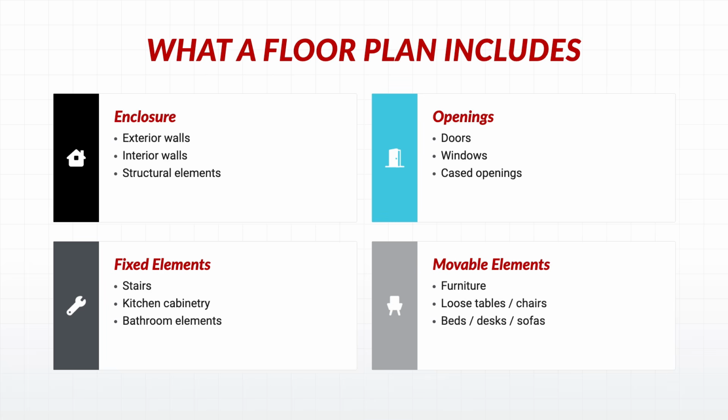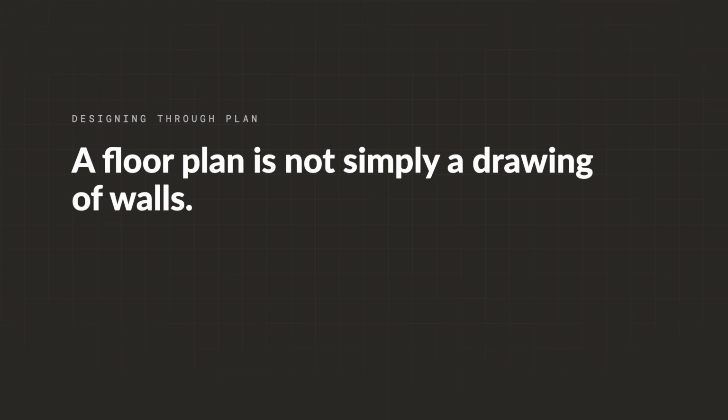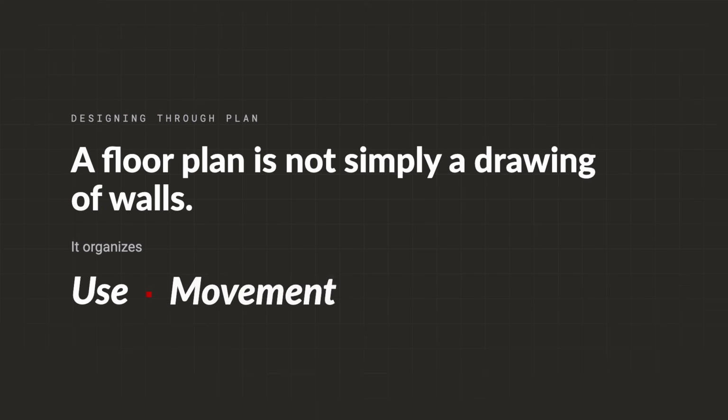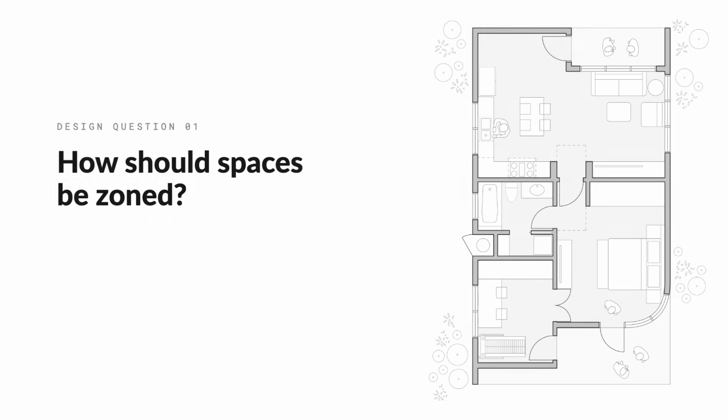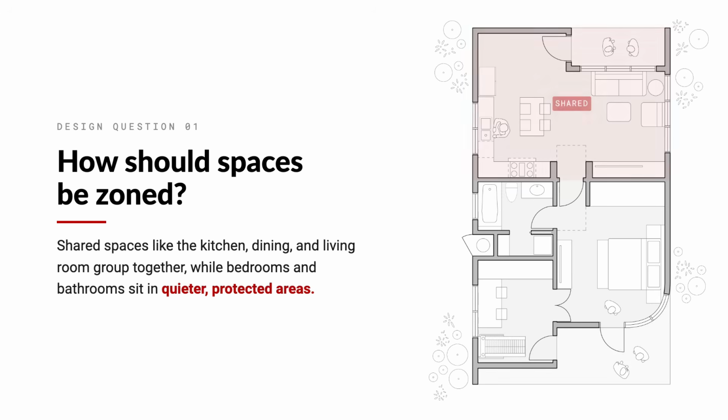But here is the real point. A floor plan is not simply a drawing of walls. It organizes use, movement, and relationships by answering a series of design questions. First, how should spaces be zoned? Shared spaces such as the kitchen, dining room, and living room can be grouped together, while bedrooms and bathrooms sit within quieter, more protected areas.